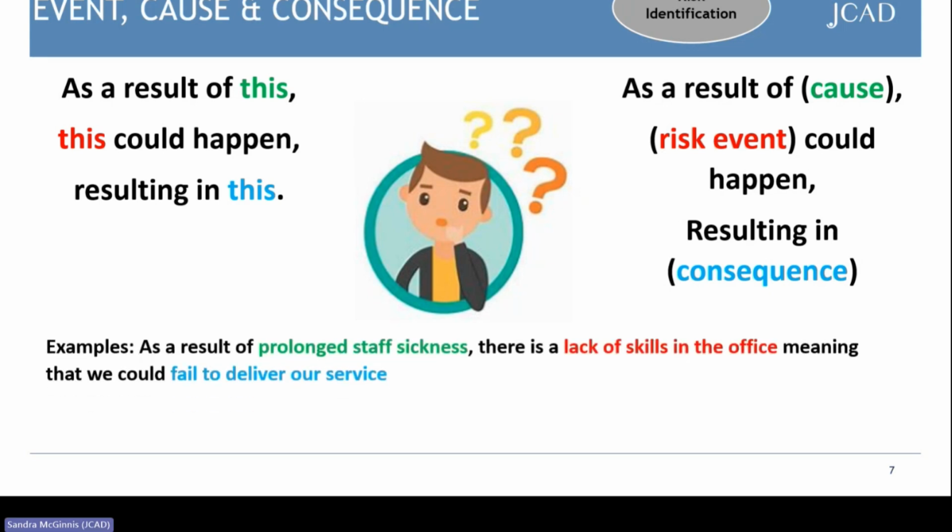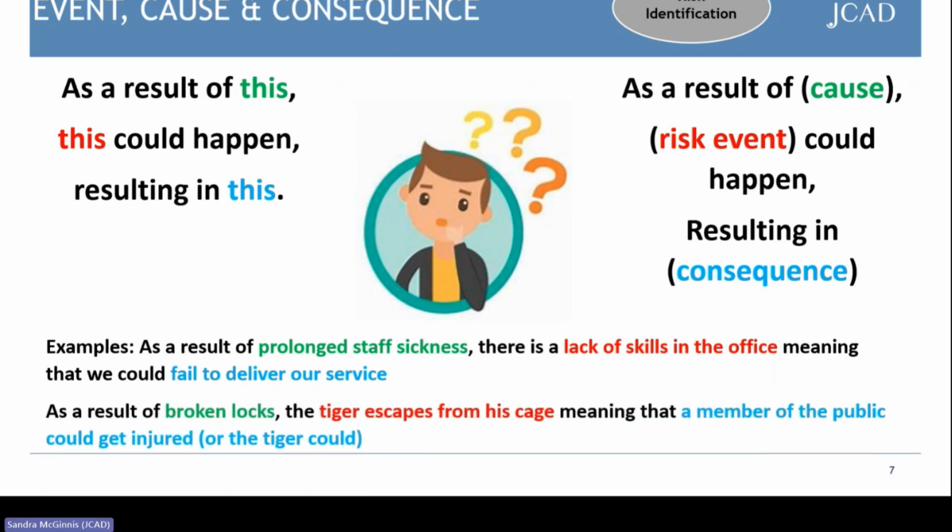As a result of prolonged staff sickness, there's a lack of skills in the office, meaning that we could fail to deliver our services. And there's another one. As a result of broken locks, the tiger escapes from his cage, meaning that a member of the public could get injured, or the tiger could. So you'll see there, I've colour coded it, so you can see the cause, the risk event, and the consequence.